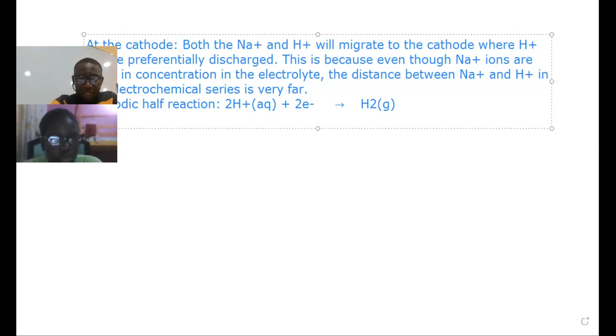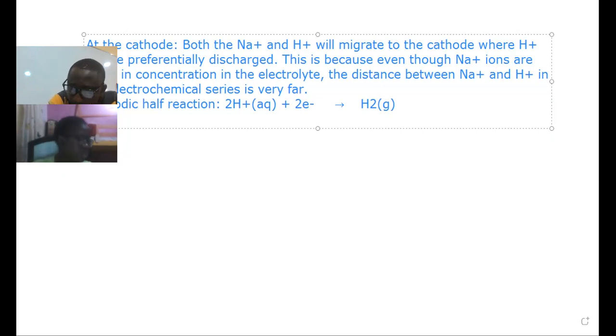What will be discharged at the anode? At the anode, chlorine ions actually. Why? Why will chlorine ion be discharged at the anode? Because of the close position of OH ions and Cl ions in the series.